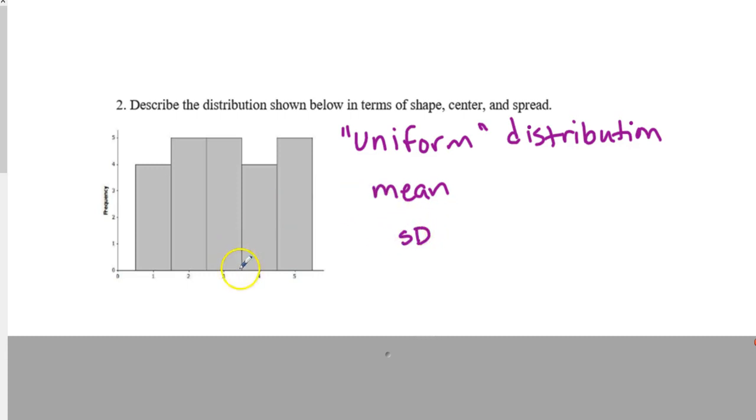Okay, so I would say the mean seems to be right around 3. And then your standard deviation, typical deviation from the mean, I would say is probably about 1, right? If you went from about 2 to 4, that would be a typical deviation. So we'll say it's about 1.